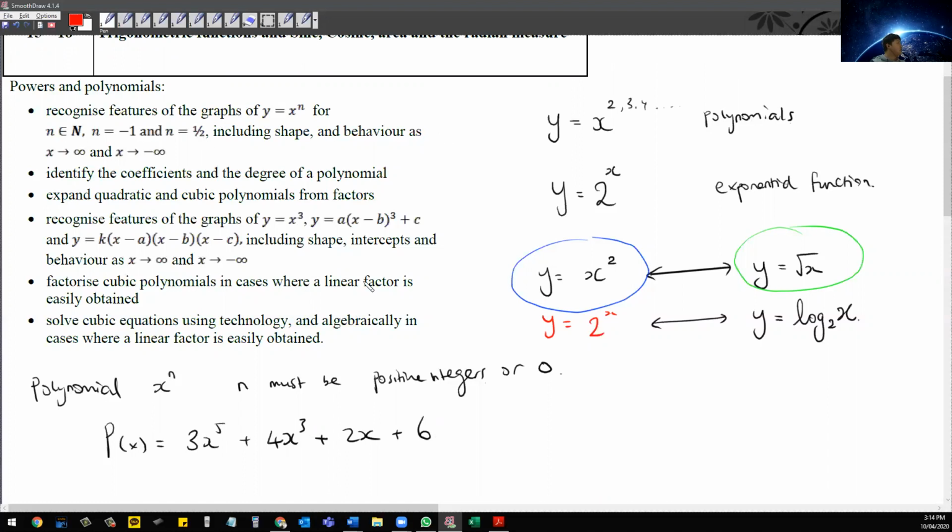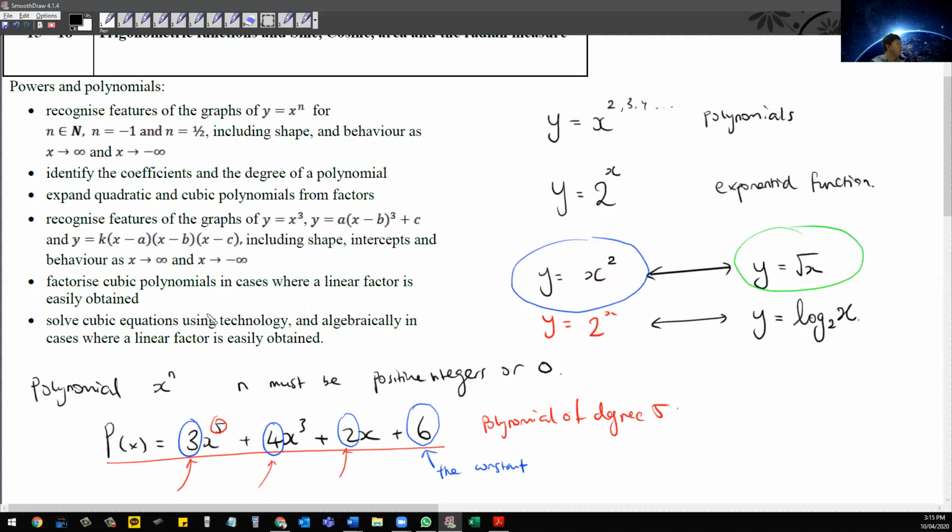So this over here is a polynomial of degree 5. You just read the highest power, okay? And the coefficients are 3, 4, 2, and 6. These are the coefficients. Usually we call this guy the constant, and these guys are coefficients, okay? Does that make sense? Now, so that part is done. Identify coefficients and degree of polynomial. That's covered.